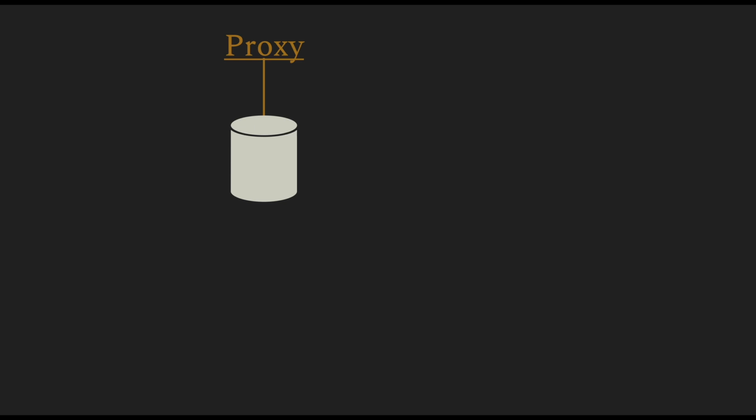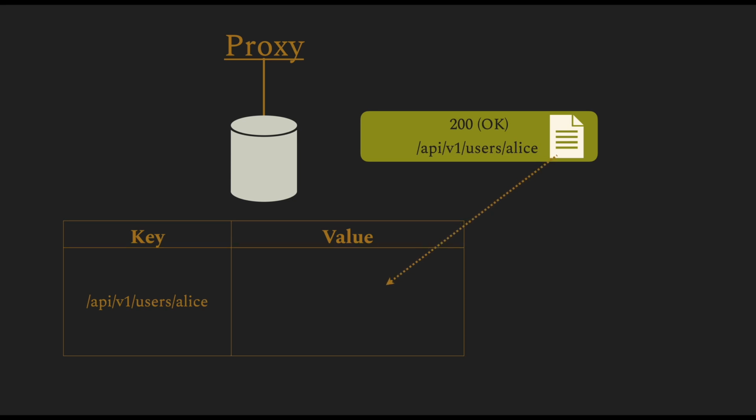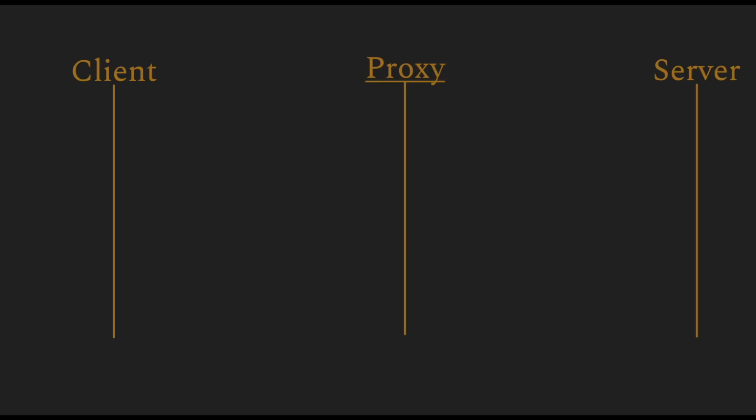If this proxy has caching enabled, then it can cache this message. Since cache is a key-value pair, the key is usually the URI, in this case /api/v1/users/alice, and the value is the data for this URI returned by the origin server. In some implementations, the HTTP method, for example GET, may also be part of the cache key.